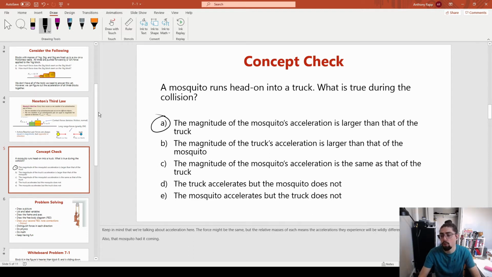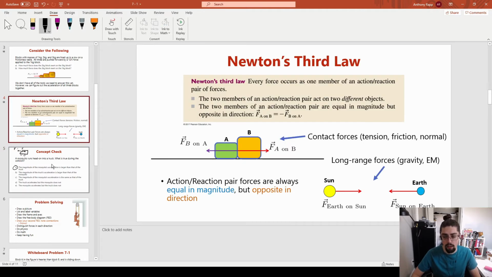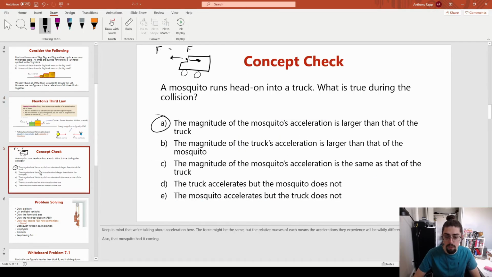Yes, so the force between the two. If we're thinking about the force from Newton's third law here, I've got my mosquito, I've got the truck, something like this. The force between the two is going to be exactly the same. Force is equal to the other force, at least in magnitude. So the force on the mosquito is the same as the force on the truck because they are colliding in contact. That's exactly what Newton's third law is going to tell us here.